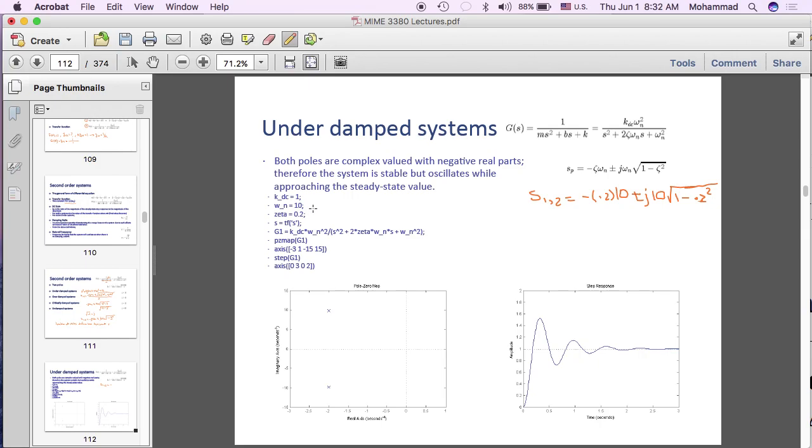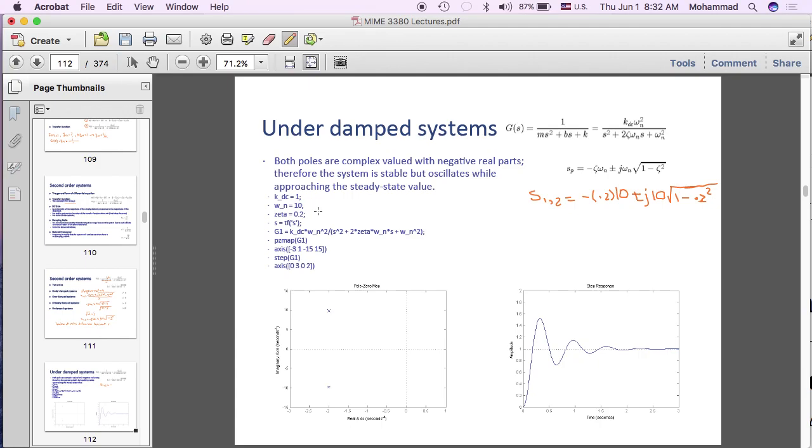By the way, what is the unit of omega n? Radians per second. Yes. So the unit of natural frequency is radians per second. What is the unit for zeta? It doesn't have a unit. It's dimensionless. Yes, very good. So it's a ratio. It's the damping ratio.